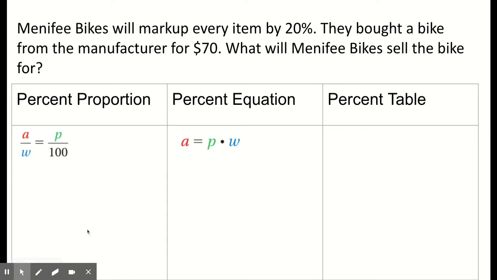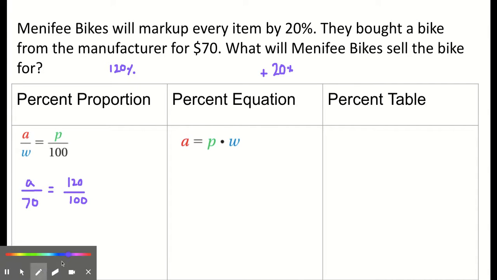All right, so we can use the percent proportion, percent equation, or the percent table. For this one, I'm actually going to think of this as 120%. I'm going to do this question a little bit differently. If you want to, you can find the 20% and then add it to your cost, but I'm going to kind of take that step out. So the part that we don't know is A. We know the whole, the original, is always 100%. And then the percent that we're trying to find is 120. And 100 is always the same.